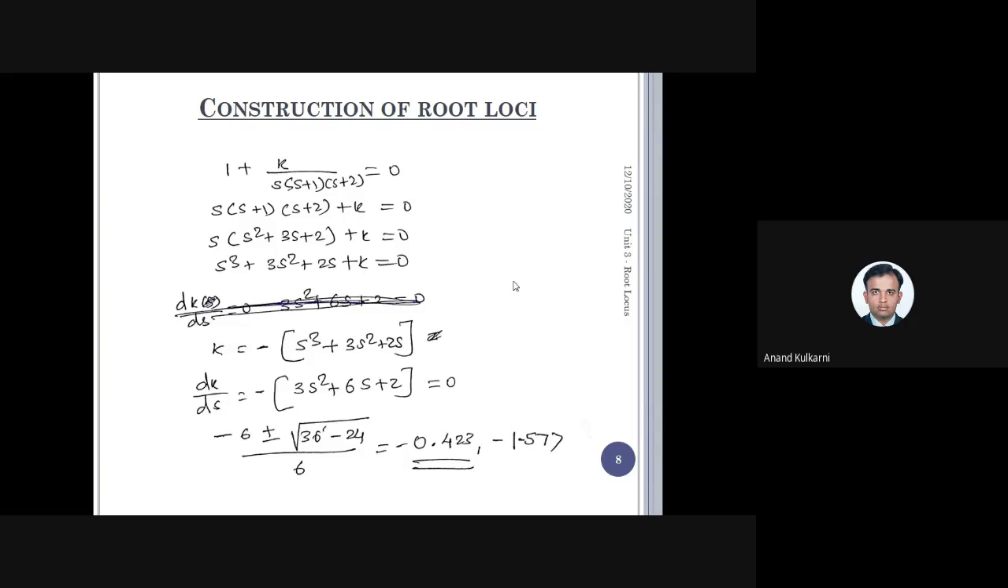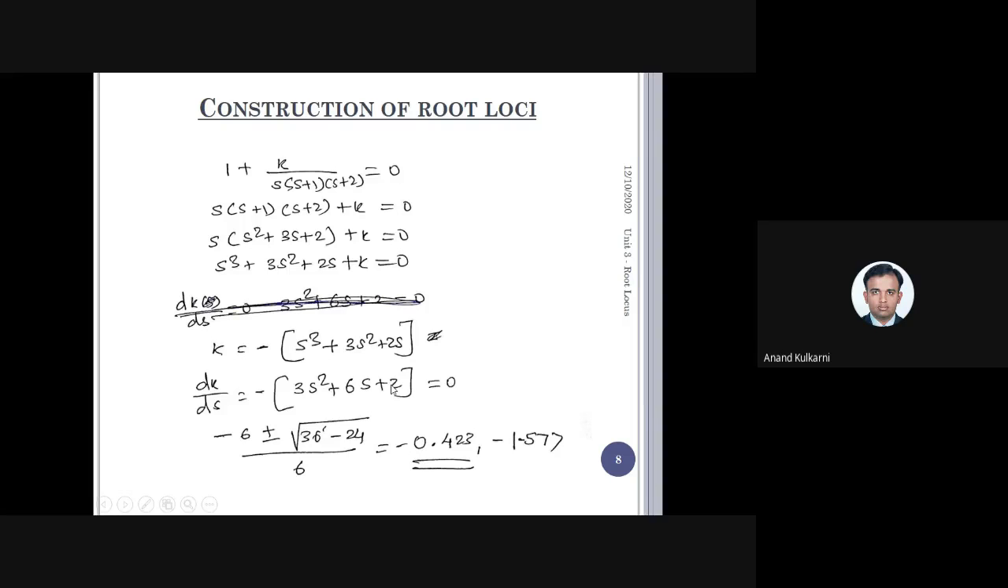Okay. So I will take this equation and find out the value of K. K will be minus into (s cube plus 3s square plus 2s). Then I will differentiate, dK by ds, and equate it to 0. If I differentiate with respect to s, s cube becomes 3s square, 3s square becomes 6s, and 2s becomes 2, and that is equated to 0. The minus sign doesn't have any meaning because it is 0 only. So the equation becomes 3s square plus 6s plus 2 is equal to 0.